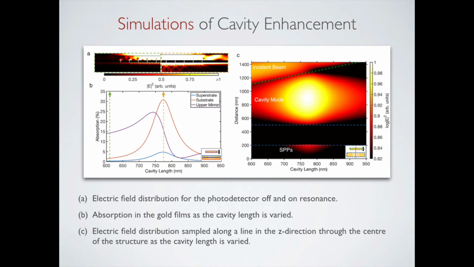The underlying mechanism of this resonant enhancement is further clarified via simulations presented here. When the cavity is on resonance, a clear enhancement is observed in the intensity of substrate SPPs. This leads to metal absorption at the substrate interface that is about 10 times greater than in the non-resonant case. The enhancement is further clarified by Figure C, which shows the electric field along a line in the Z direction as the upper mirror moves through the resonance conditions.